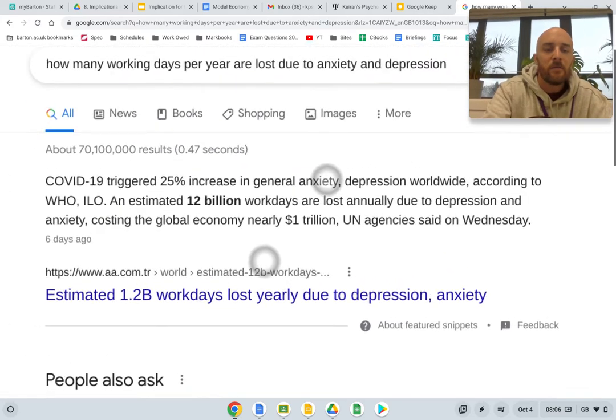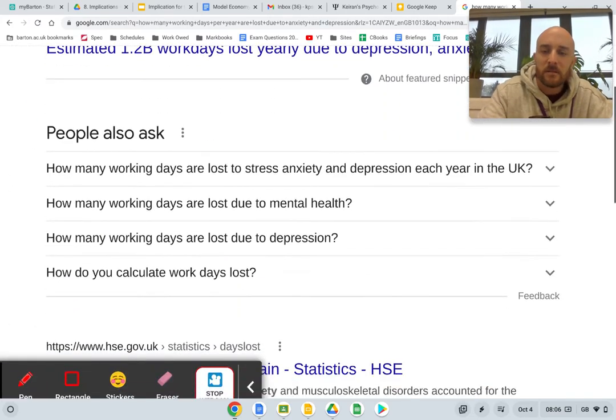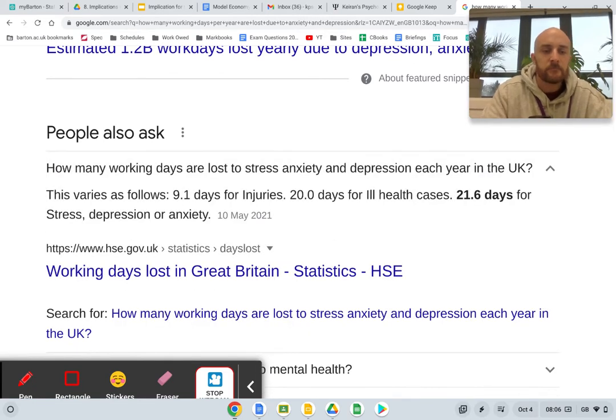Here we go. COVID. No, I don't really care about COVID. How many working days? 9.1 days are lost to injury. 20 days are lost to ill health. 21 days. That's 3 weeks worth. On average, 3 weeks worth of work are lost per worker in the UK. That's way too much money to be lost. That's way too much productivity. That's costing the UK economy billions of pounds, and it's entirely treatable.